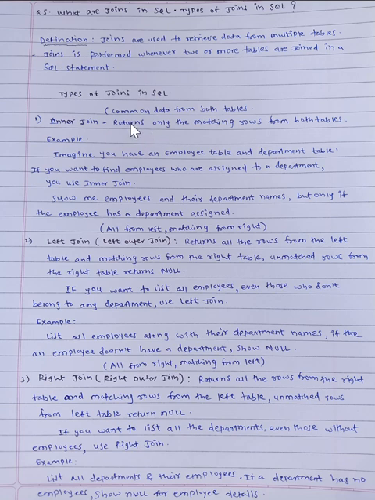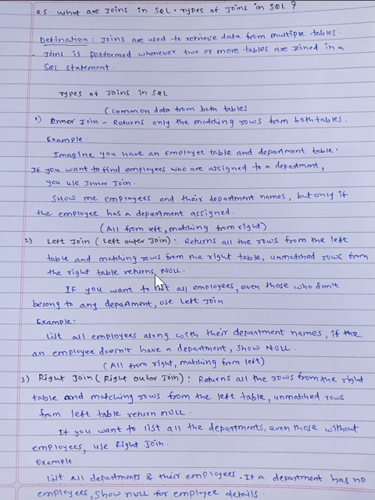This is used when we want common data from both the tables. Example, imagine you have an employee table and a department table. There are two tables present. If you want to find employees who are assigned to a department, that time we use the inner join concept. Example, show me employees and their department names, but only if the employee has a department assigned. In both the tables there must be one matching record. That's the time we perform this inner join.